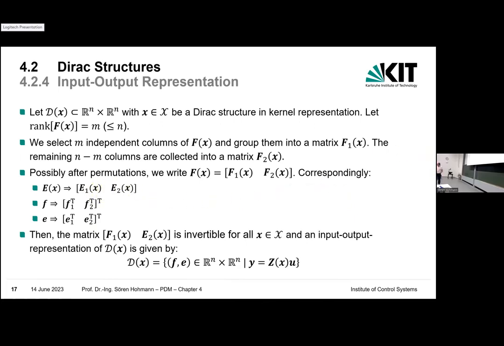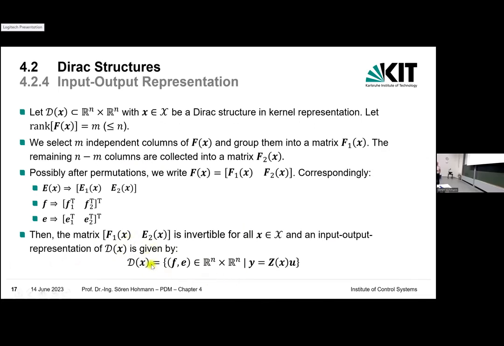Then we can build a new matrix, which is F1 and E2. Sorry, E2, the independent ones, be careful. We can combine them, F1 and E2. Consequently, due to the fact that these are always independent parts, this matrix must be invertible. That's clear, because we took out only the independent ones. And if this is invertible, let's invert it. We can write down the Dirac structure in the following form.